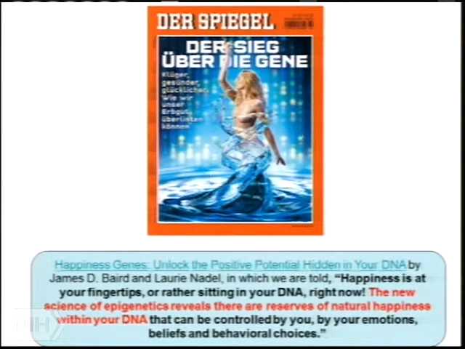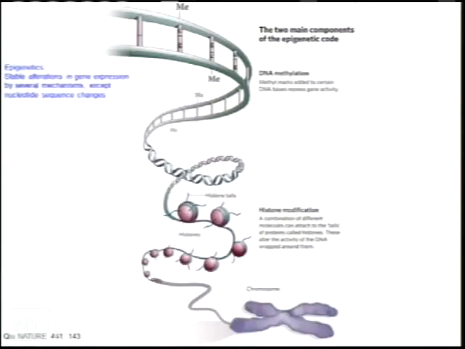And epigenetics does not include any change in nucleotide sequence, but you will see different kinds of advertisement even in magazines that happiness can come by epigenetics and all those, but that is not true, and I will give you the correct scientific background. So epigenetics is stable alterations in gene expression by several mechanisms except nucleotide sequence changes. And that is the one, and we take advantage of that also.